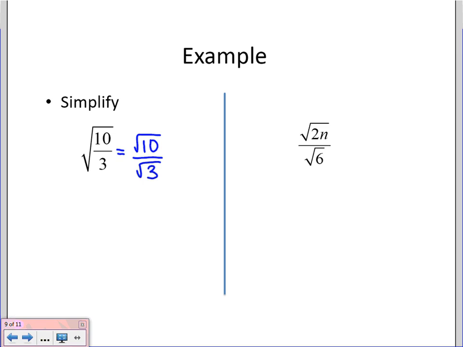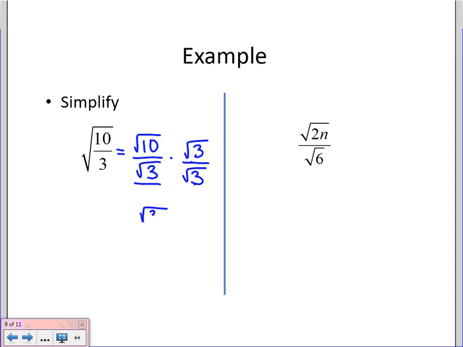So how do I get rid of that? Well, I'm going to multiply by the denominator on the top and bottom. So I'm going to multiply by the denominator of square root of 3 over the square root of 3. Okay, so you just take your denominator and multiply the top and bottom by the denominator. So then from here, we follow that product property, and we can multiply the radicands.